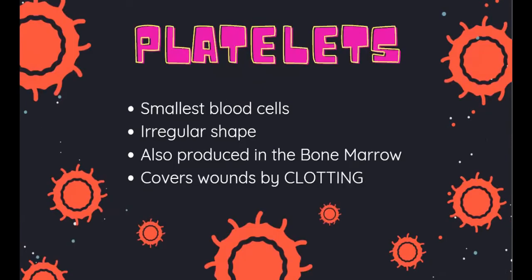Now, platelets are the smallest blood cells. They are irregularly shaped cell fragments like RBCs or red blood cells. They are also produced by the bone marrow. When you get a cut, bleeding happens. During this time, platelets are at work, making the blood clot to prevent and stop bleeding when there is a damaged tissue.